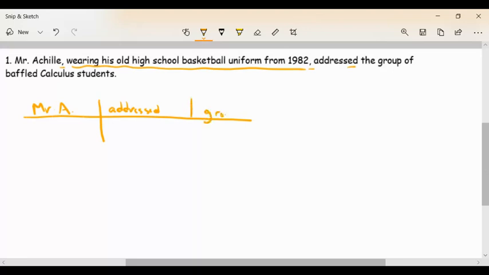I know he's addressing the students, but we know it has to be outside of a prep phrase. So we'd say it's the group. It's a group of students. And we would say that they are calculus students. So I'm going to put calculus on a flat line, everybody. Calculus is a great noun. I know you don't always like the class or it stresses you out, but it's a great, great subject.